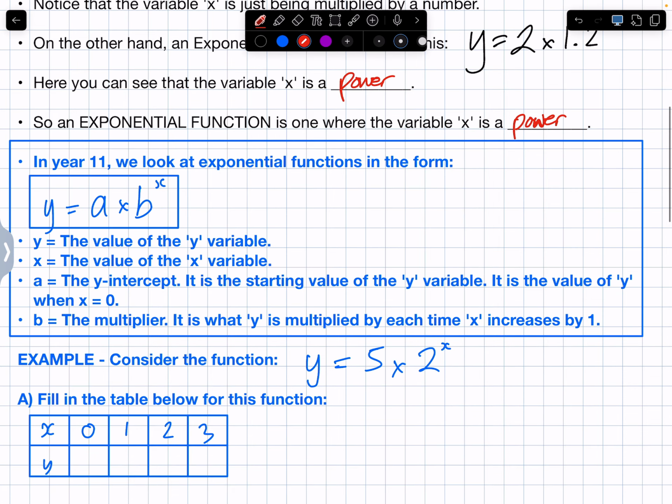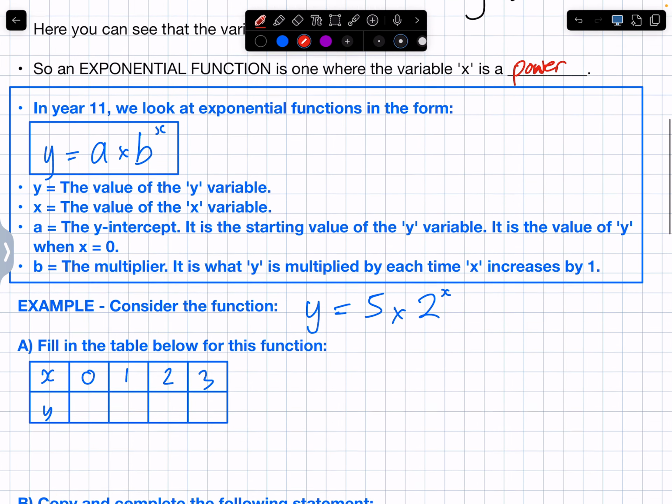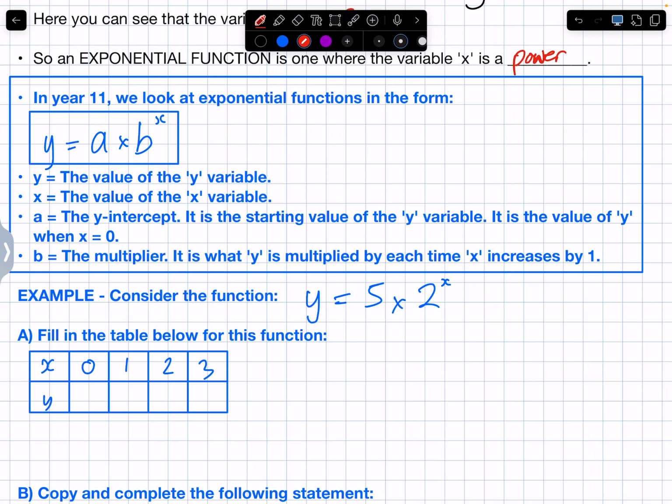The first notes that you'd want to get is this in year 11, also year 12. This is what I'm going to teach the year 12s straight up anyway when they do exponentials. In year 11, we look at exponential functions in this form. Y is equal to a times by b to the power of x. Y is the value of the y variable. X is the value of the x variable.